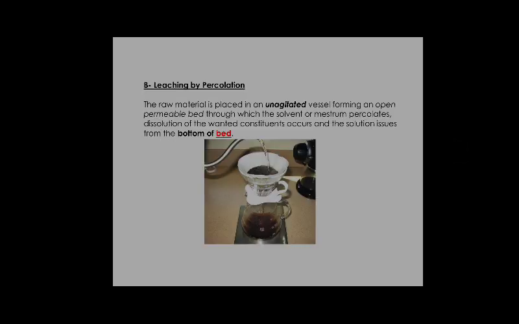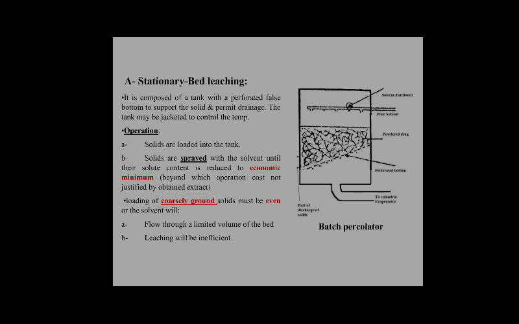Leaching by percolation: the raw material is placed in a vessel, forming an open permeable bed through which the solvent or menstruum percolates. Dissolution of the wanted constituent occurs, and the solution issues from the bottom of the bed. Stationary bed leaching: the material to be extracted is stationary, and the moving one is the liquid that extracts it.